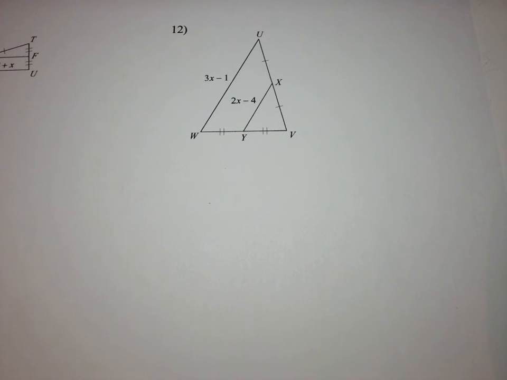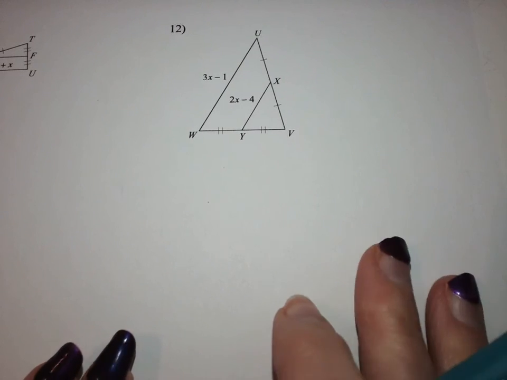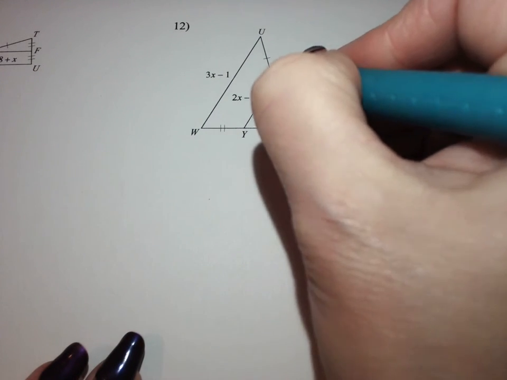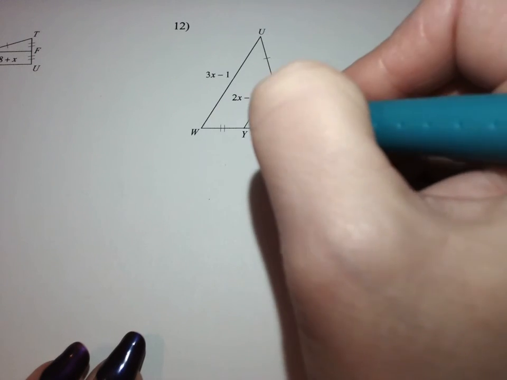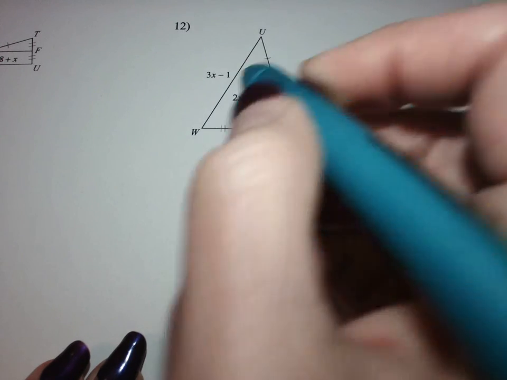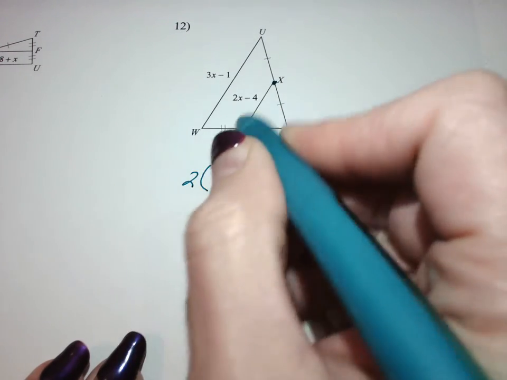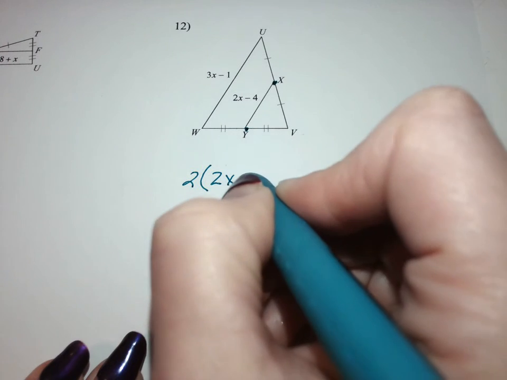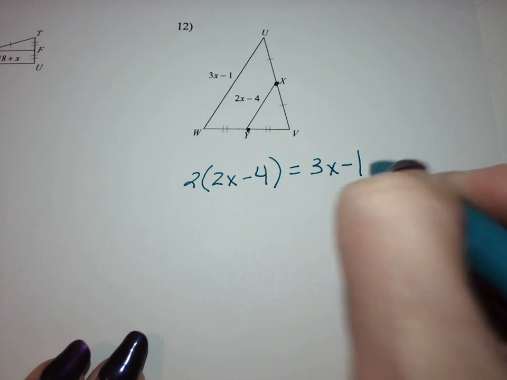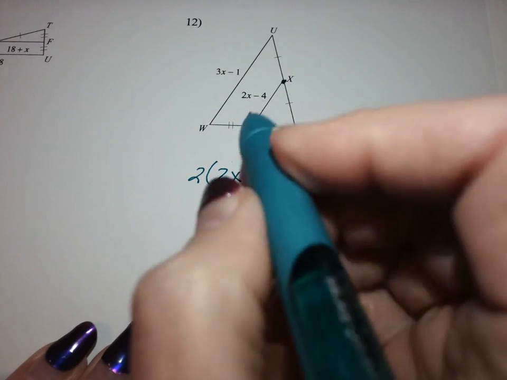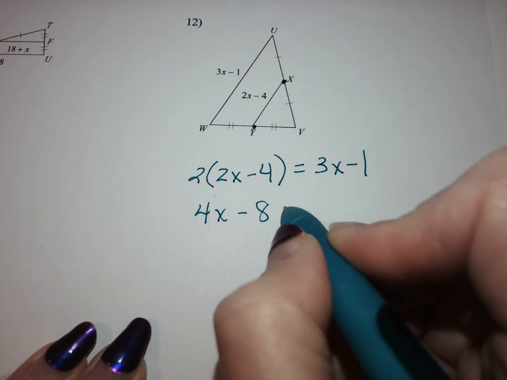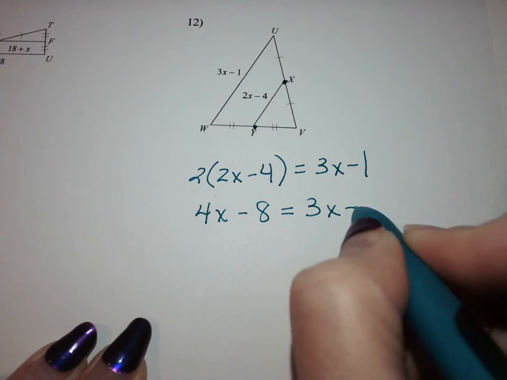All right, the last one we're going to try here is number 12. And we're going to again check and make sure that this is our mid-segment, and it is. And over here, is y our mid-segment? Yes, it is. So we're going to set this up, and we know that this smaller piece right here is twice as long, so 2 times x minus 4 is equal to 3x minus 1. So we're going to go ahead and distribute. So we're going to get 4x minus 8 is equal to 3x minus 1.